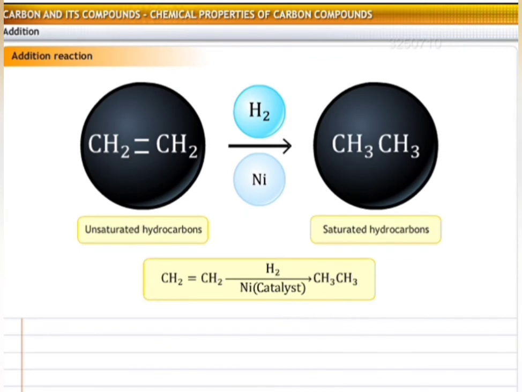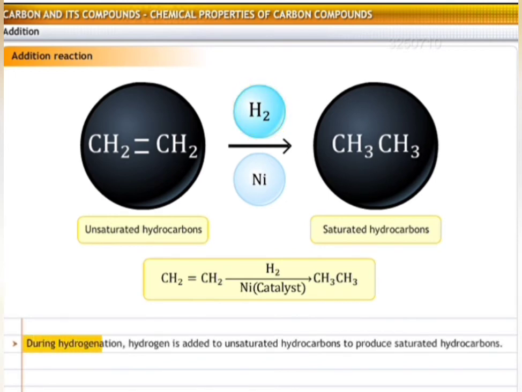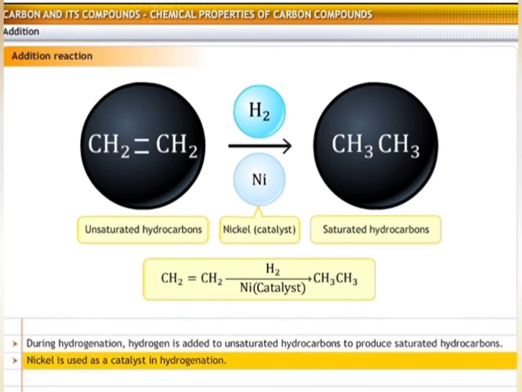Hydrogenation is a chemical reaction that results in addition of hydrogen. In this addition reaction, hydrogen is added to unsaturated hydrocarbons in the presence of a catalyst to produce saturated hydrocarbons. A catalyst is a substance that helps in a reaction without itself undergoing any change. The most common catalyst used during the process of hydrogenation is nickel.